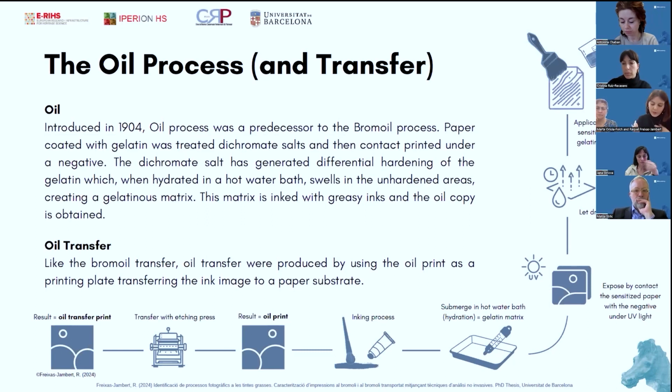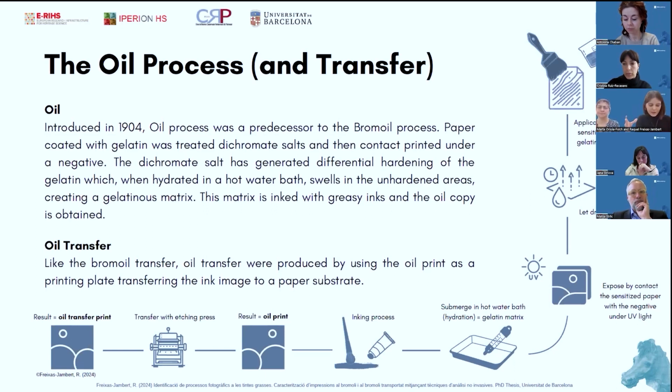Unlike bromoil, the oil print was limited to the same format as the negative, as it could only be exposed by contact, so under UV light. The dichromate salt generates a differential hardening of the gelatin, which, when it's hydrated in a hot water bath, swells in the unhardened areas, creating a gelatinous matrix. This matrix, after, is inked with the greasy inks and the oil copy is obtained.